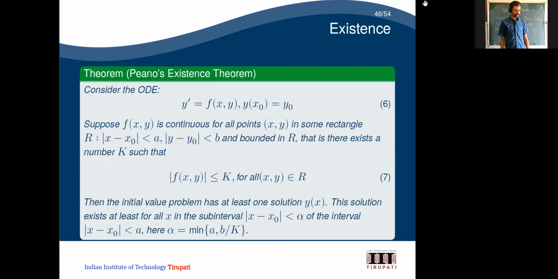It guarantees that there exists a solution: at least one solution will exist for this initial value problem, IVP. And where it will exist, there is a subinterval. You have a bigger rectangle, and the solution is not going to exist in the whole rectangle, but it will exist in the subinterval where the absolute value of x minus x naught is less than alpha. So that is Peano's existence theorem.